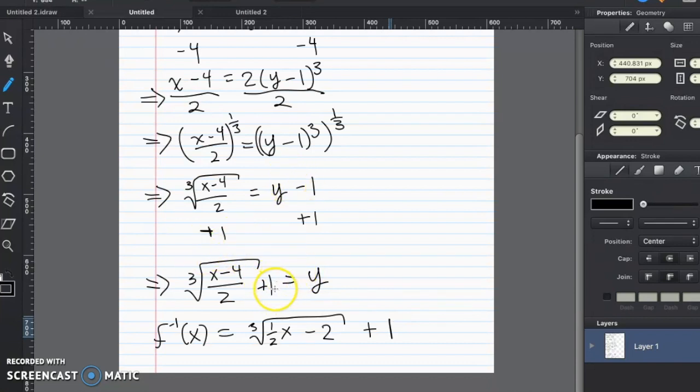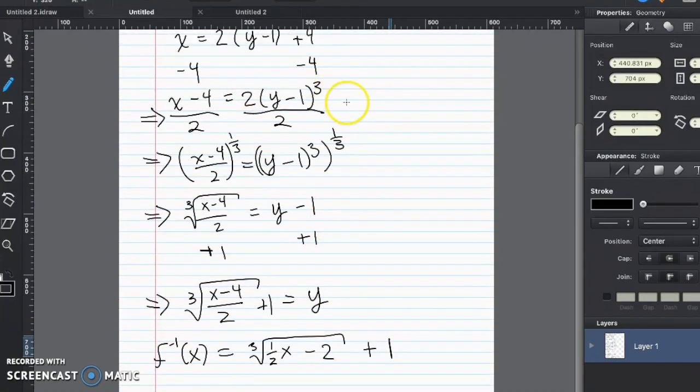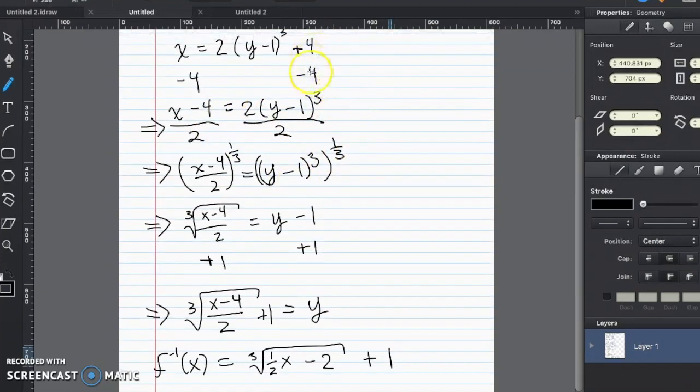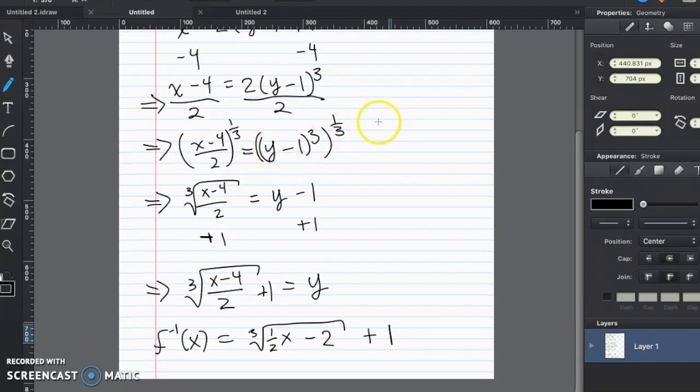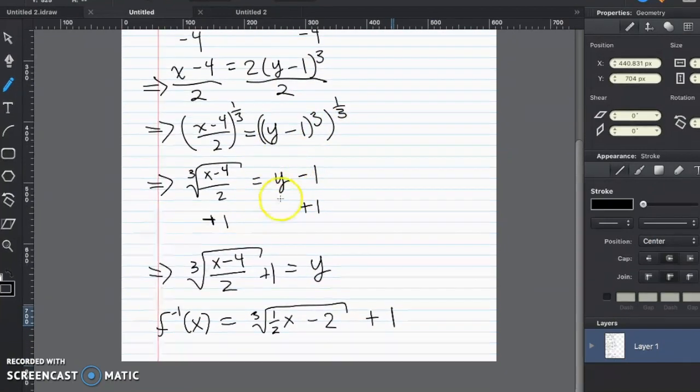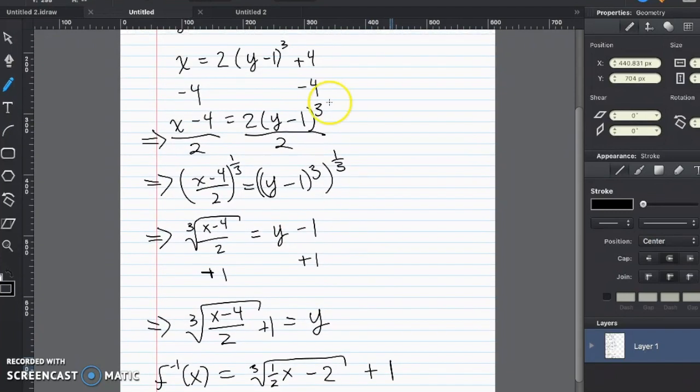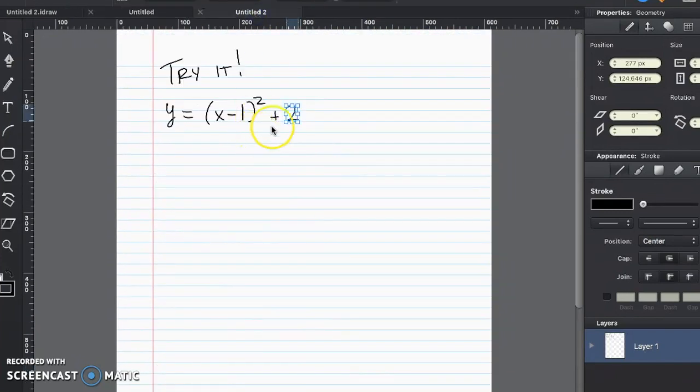Again, I forgot that plus 1 there in that last step, but don't forget it like I did. And if you have any trouble with the algebra, just let me know. But these are the steps. I basically just got y by itself by adding or subtracting a 4, dividing by 2, putting it to the 1/3 power, and then the last thing I have to do is add 1 to each side, and there you go. Go ahead and try this on your own.